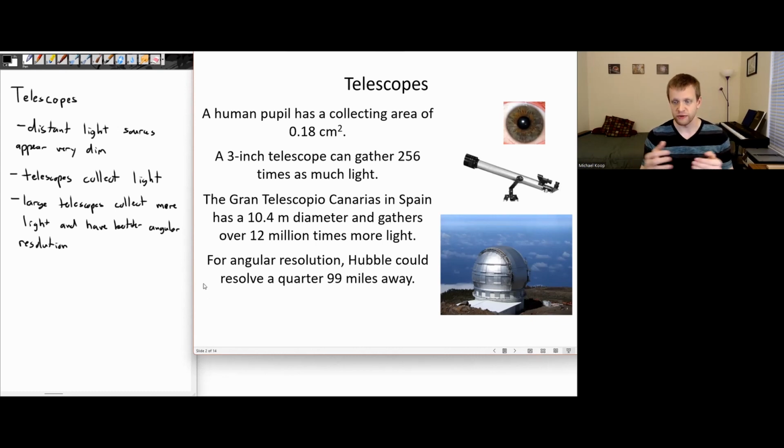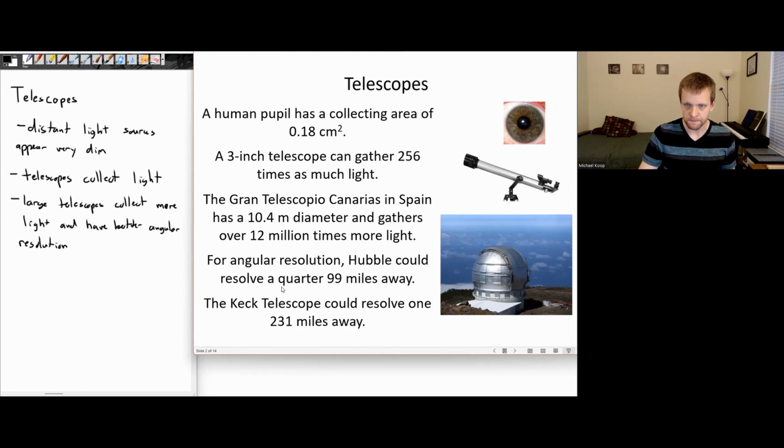In terms of angular resolution, if you had a quarter, the Hubble telescope could identify the two sides of that quarter as two separate points of light at a distance of 99 miles away. And the Keck telescope in Hawaii would be able to resolve two sides of a quarter from 231 miles away. Again, all other things being equal, the larger the telescope, the better its angular resolution is going to be.